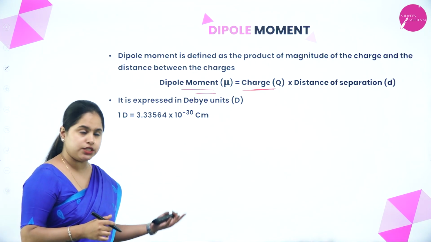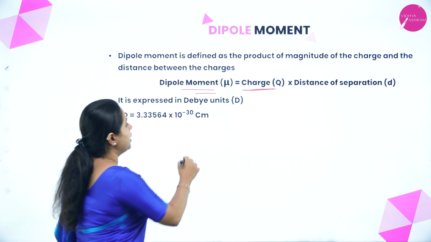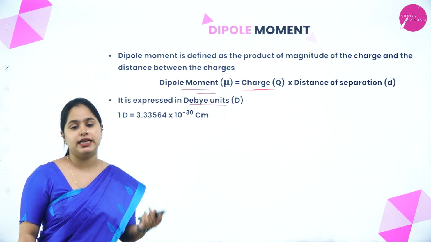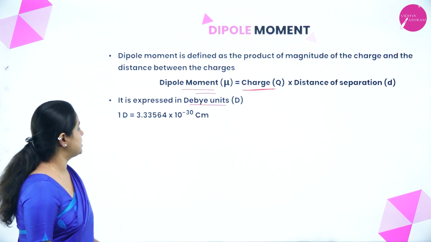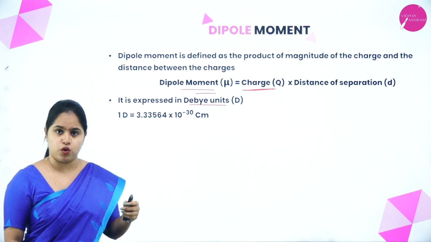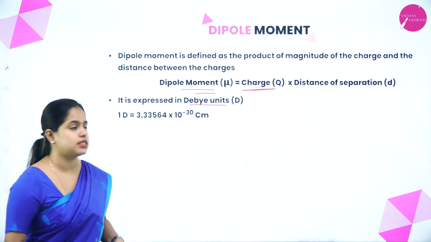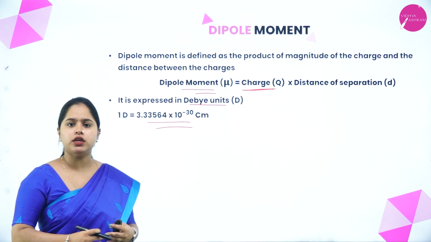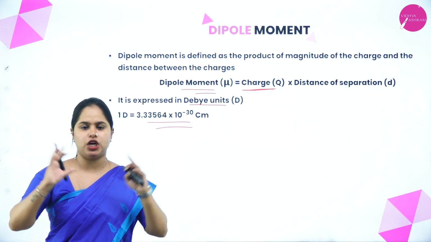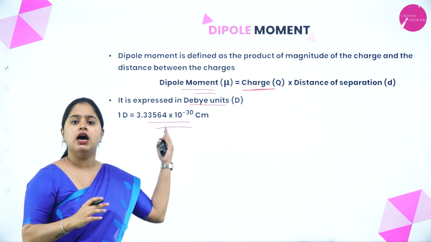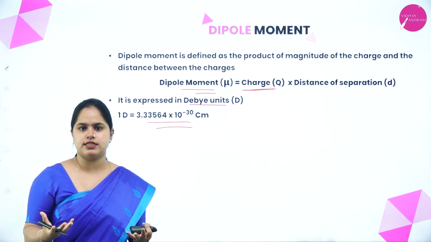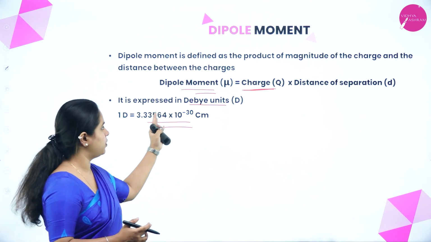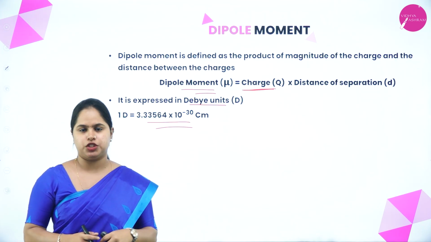Okay, now the unit to represent it is Debye. Dipole moment is expressed in the unit which is called Debye. Yes, and 1 Debye is equal to 3.33564 into 10 to the power minus 30 coulomb meter. So I hope it is clear. So this is about dipole moment. Yes, we know that when two charges are separated by a distance, we call it a dipole, right? So associated with that a dipole moment will be there, which we can calculate using this equation, right?